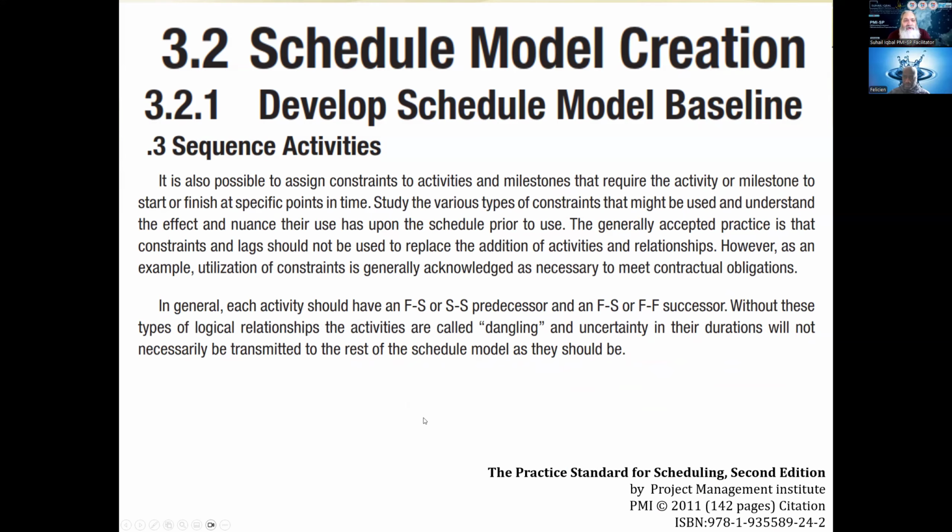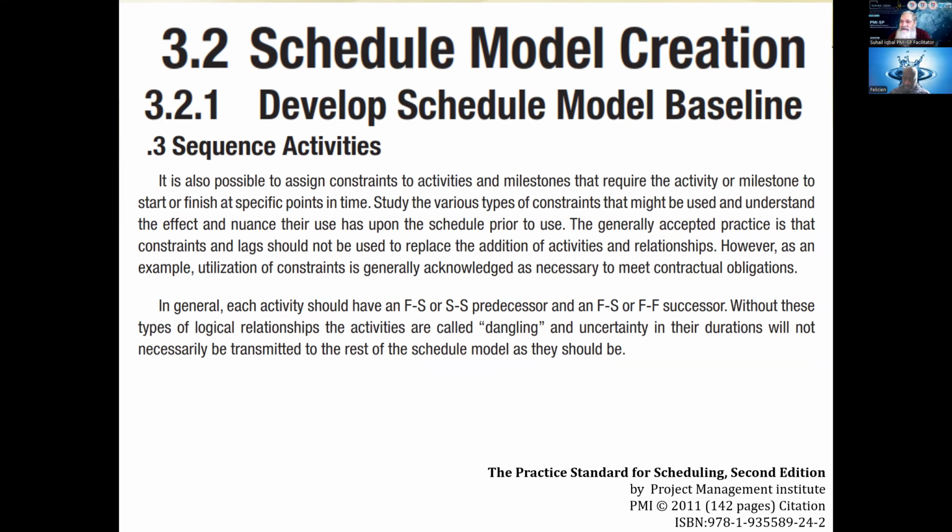It is also possible to assign constraints to activities and milestones that require the activity or milestone to start or finish at a specific point in time. As far as the constraints for the activity are concerned, we already know that, but milestones can also have constraints. Now, this is interesting. The external parties could have a constraint, they could say that this milestone must be achieved on this specific fixed date.